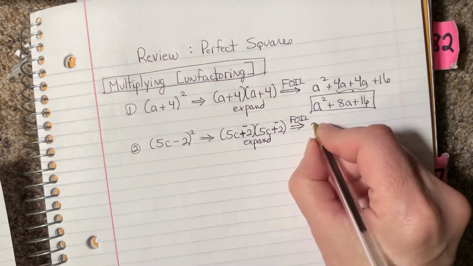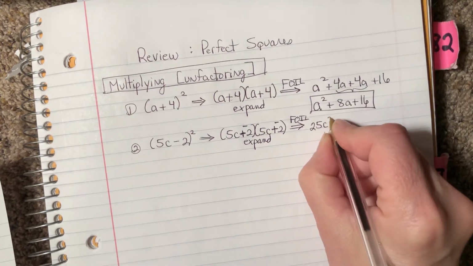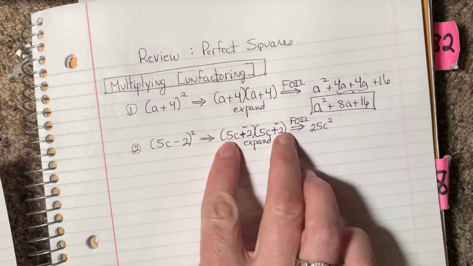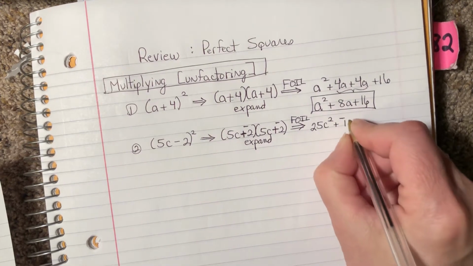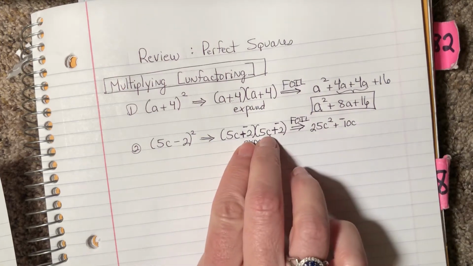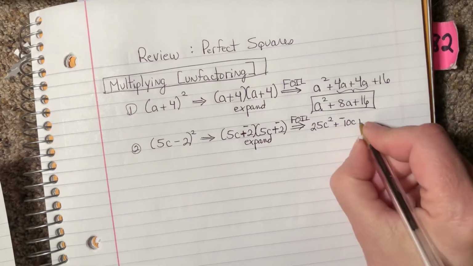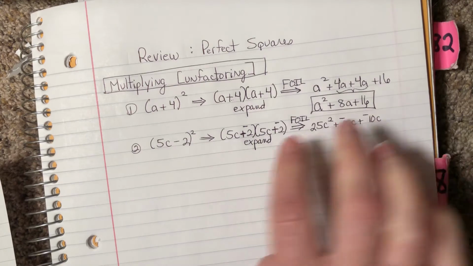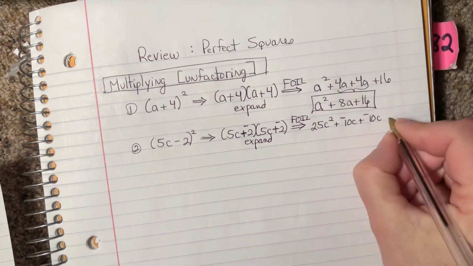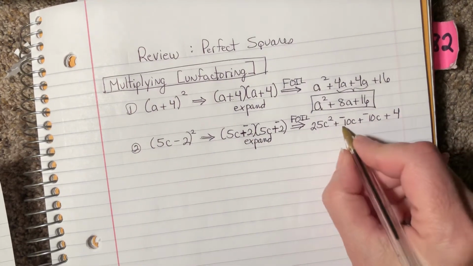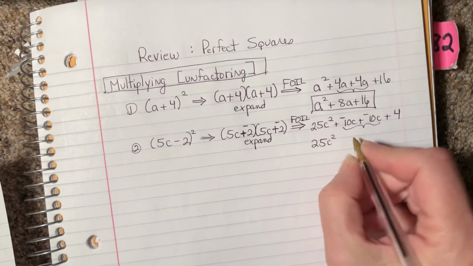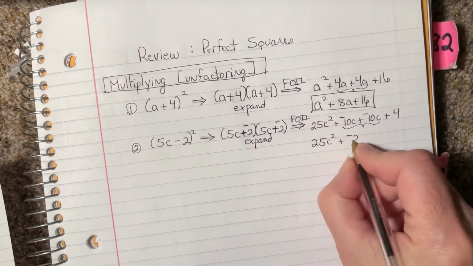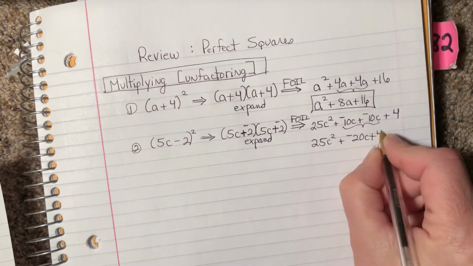Okay, so first, 25c squared. Outer is negative 2 times 5c, negative 10c. Inner, negative 2 times 5c, negative 10c. Last, negative 2 times negative 2 is positive 4. Add the like terms. 25c squared plus negative 20c plus 4.